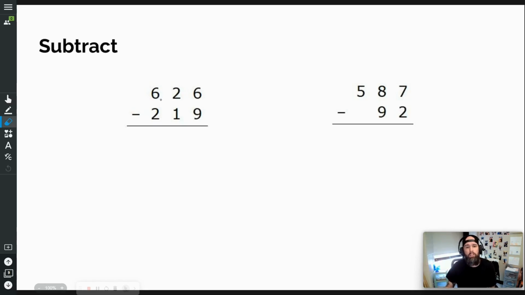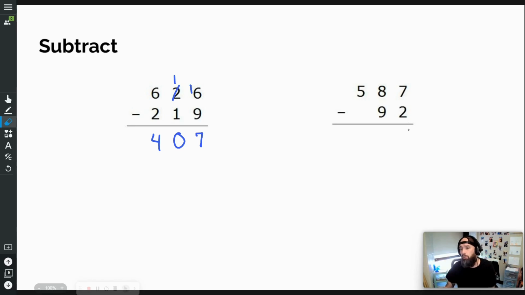All right, 626 minus 219. Start all the way to the right. 6 minus 9, can't do it. Let's borrow 1 from 2 and make you a 1. 16 minus 9 is 7. 1 minus 1 is 0, and 6 minus 2 is 4. The answer is 407.